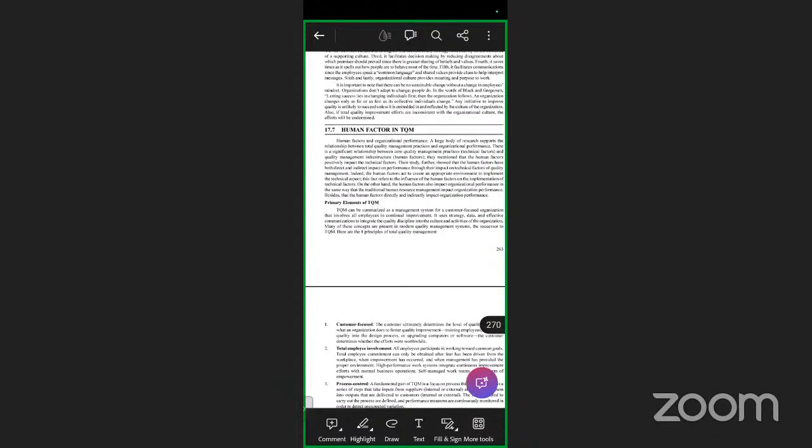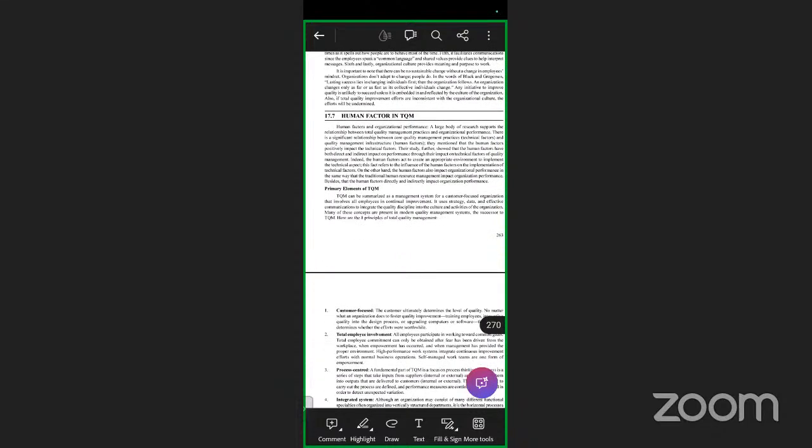Next is the human factor in TQM. The primary elements of the human factor.